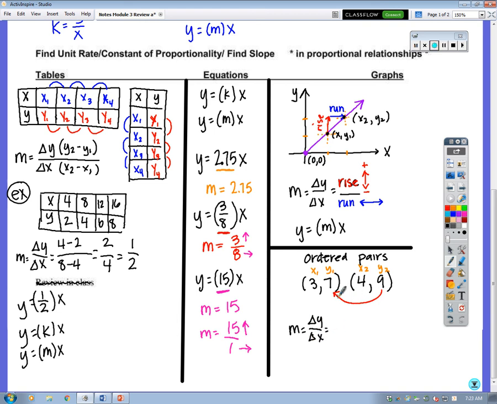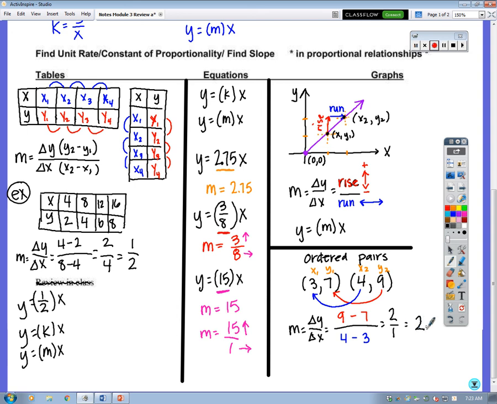And so our change in y values here are going to be 9 minus 7. 9 minus 7 is what? 9 minus 7 is 2. And then we're going to look at our change in x values here. So that's going to be our corresponding values, right? Which is 4 minus 3. And 4 minus 3 is 1. So this is telling us that our slope is 2 over 1, or 2.